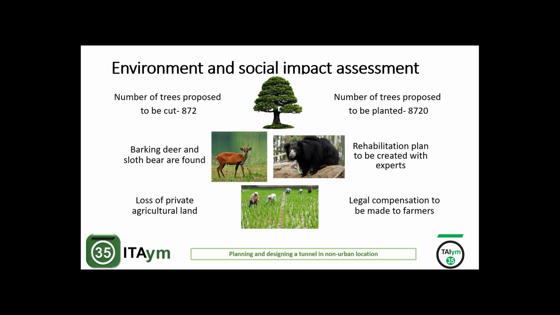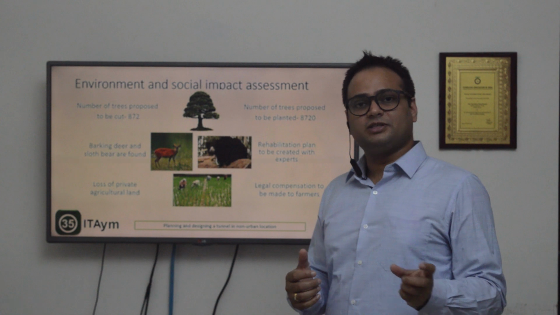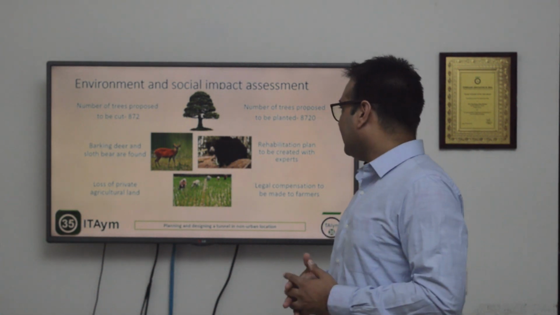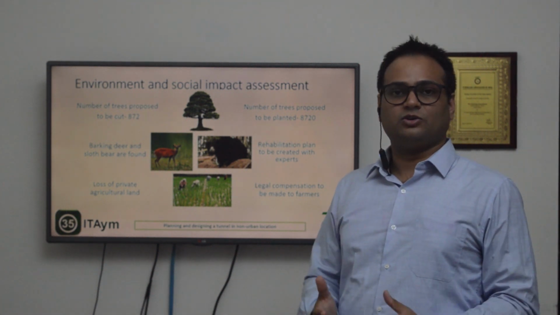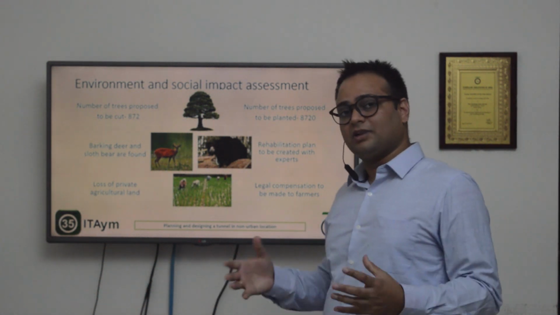There were no species in the endangered list of IUCN, but we found a few endemic species like barking deer and sloth deer in this region. It was proposed that a detailed survey of this has to be carried out by the contractor during the construction stage, and a rehabilitation plan has to be proposed.